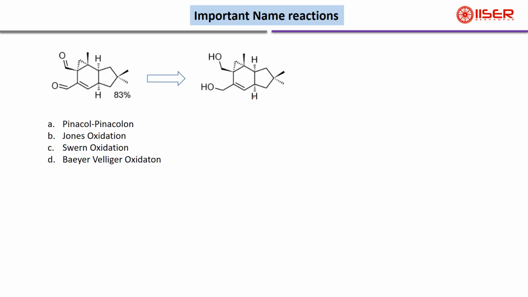So they have asked to form this product from this substrate through one of these reactions. So this is to plan the retrosynthesis from this substrate to this product.